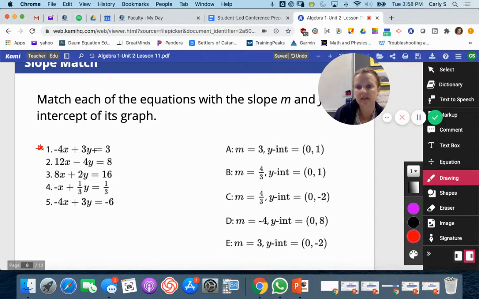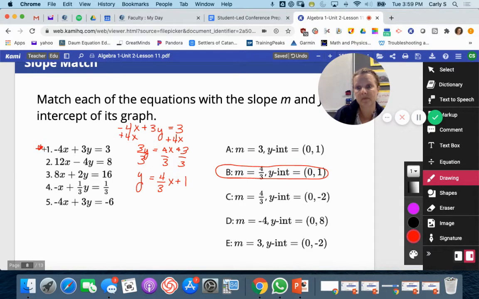If I rearrange this equation to try to get it into slope-intercept form, I have negative 4x plus 3y equals 3. I'm going to go ahead and add 4x to each side. So I have 3y equals 4x plus 3, and then divide everything by 3. That means y equals 4/3 x plus 1. So my slope is 4/3, and my y-intercept is 1. So that would be B, matches with 1.